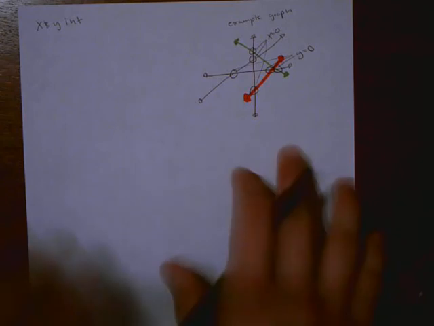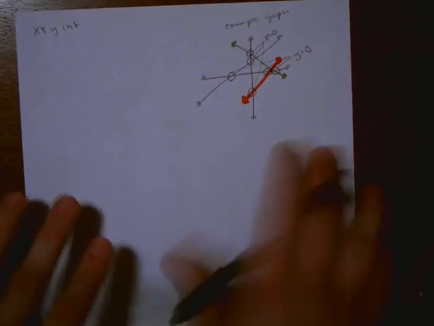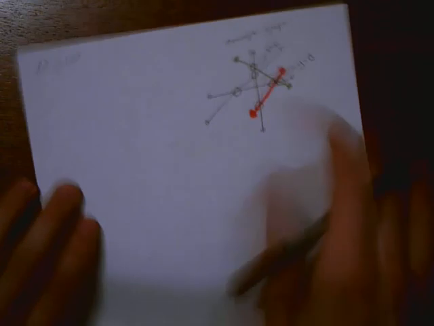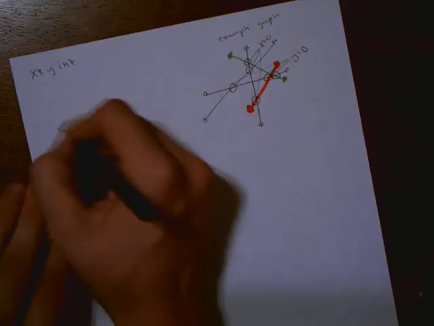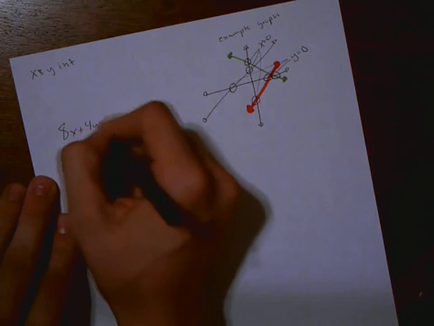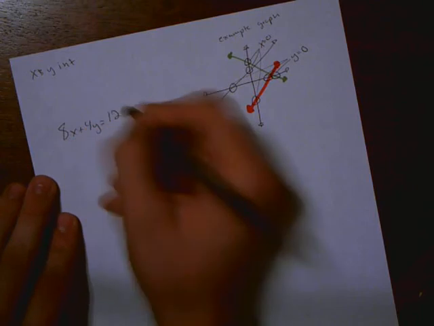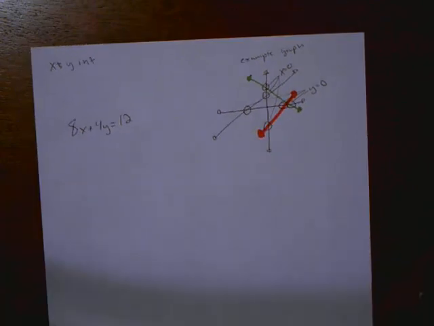So when we look at these problems, the first thing we're going to do is get an equation. So I'm going to grab an equation. We're going to say 8x plus 4y is equal to 12. All right. Now, many of you, I've got this equation, you're going to want to solve it for y.